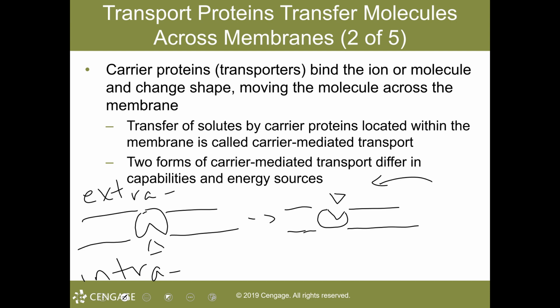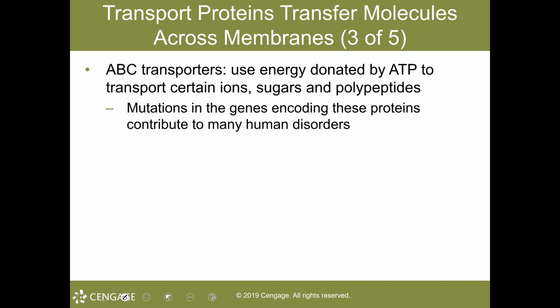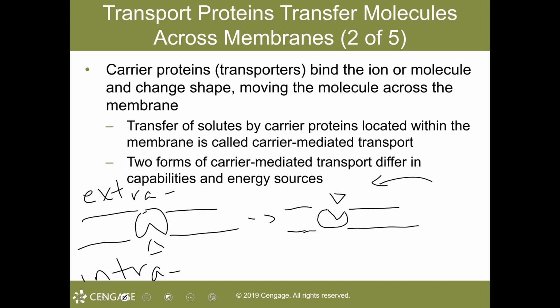That molecule has become bound to this carrier protein. Once it becomes bound to the protein, that protein opens up and allows that substance to exit the cell. So this is what transfers those solutes by carrier proteins located within the membrane by carrier-mediated transport. So there are two forms of carrier-mediated transport that differ in capabilities and energy sources. So the channel protein, I'll just be brief here. A channel protein is just that. Think of a channel protein as being synonymous with a tunnel.